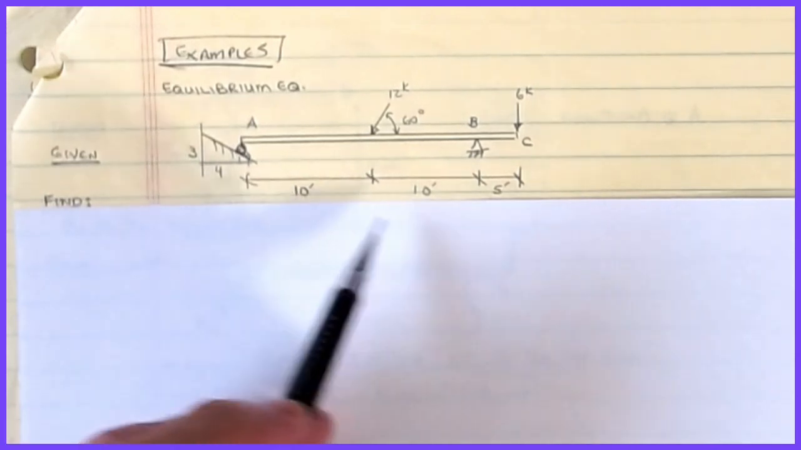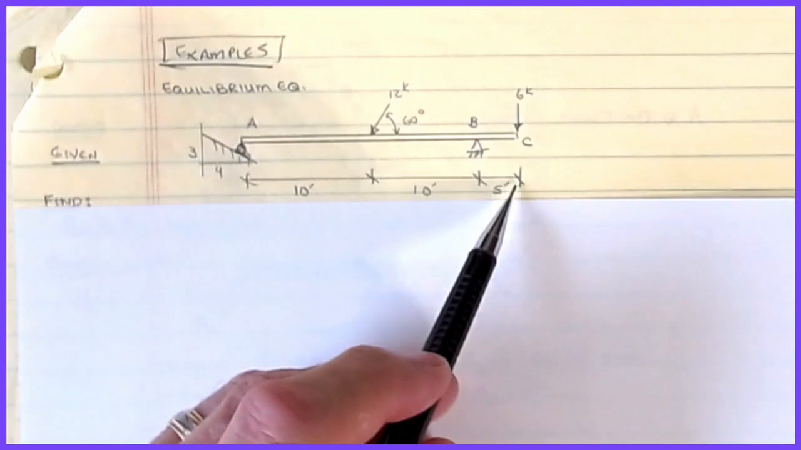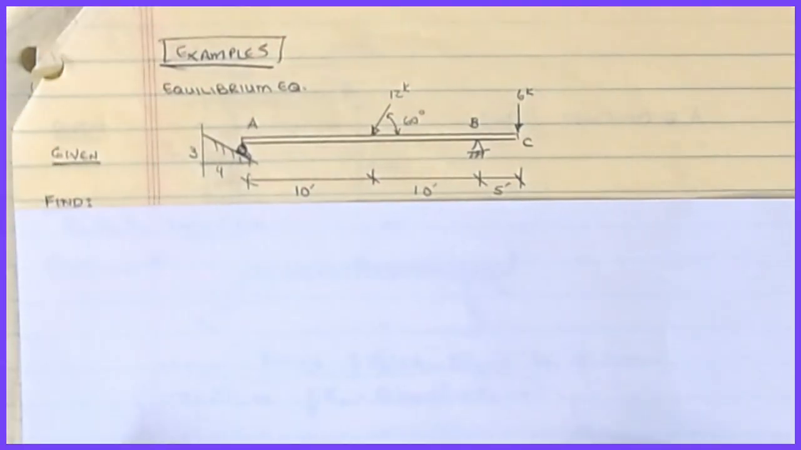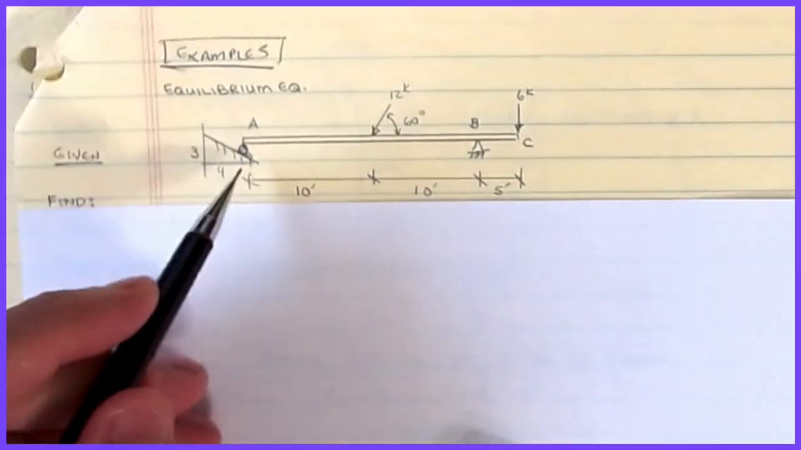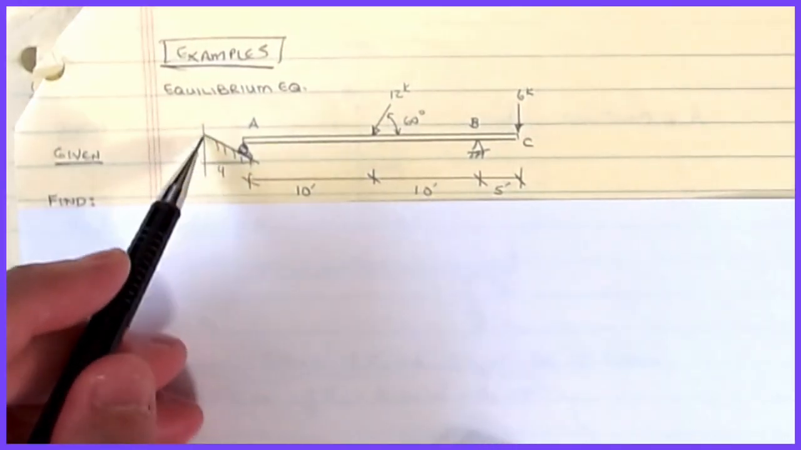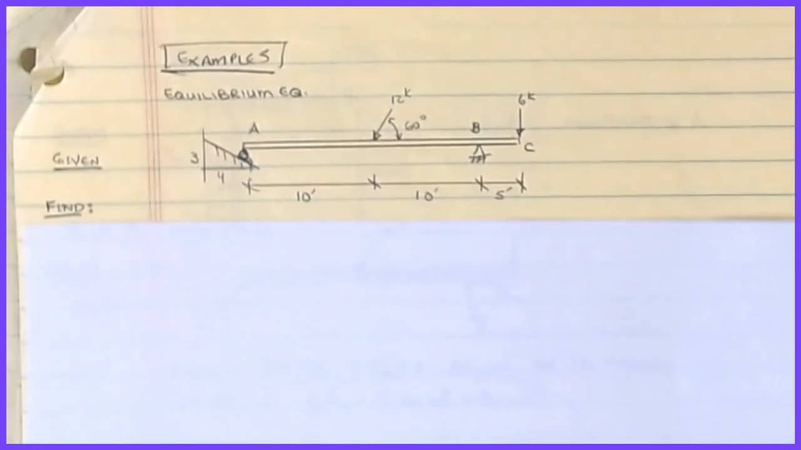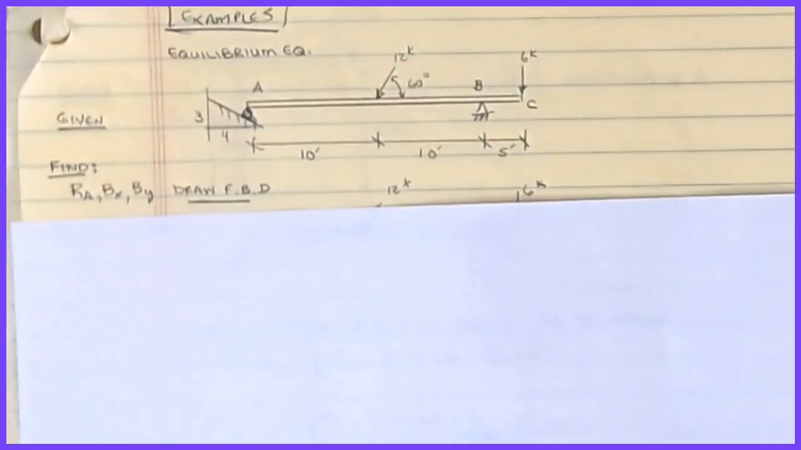10 feet to the point load, 10 feet to B, and then I have a cantilever on the end with a point load of 6 kips acting at 5 feet. And 6 kips is acting down, and then the angle of the slope is at 3 rise, 4 run. It kind of gives you the angle, if you will. Okay, and what we want to find then is the reaction at A, and then the reactions at B. In this case, we're going to assume BX and BY.